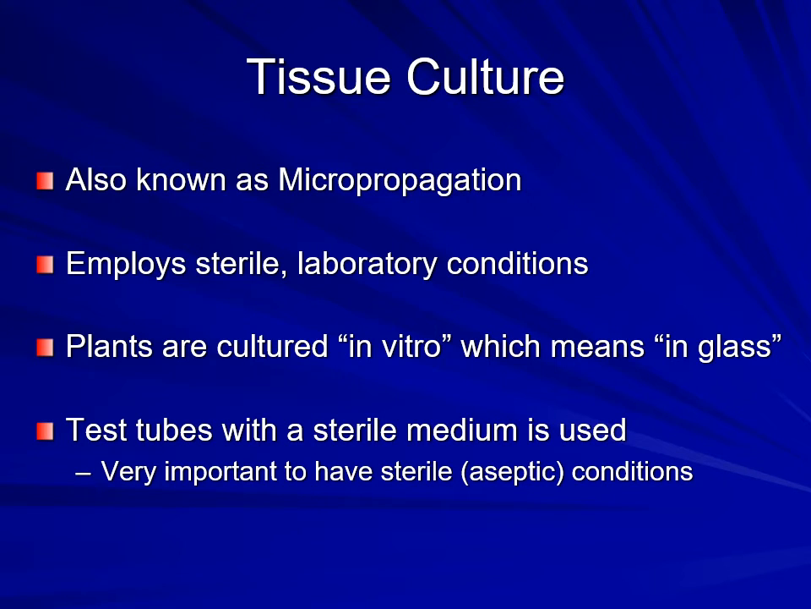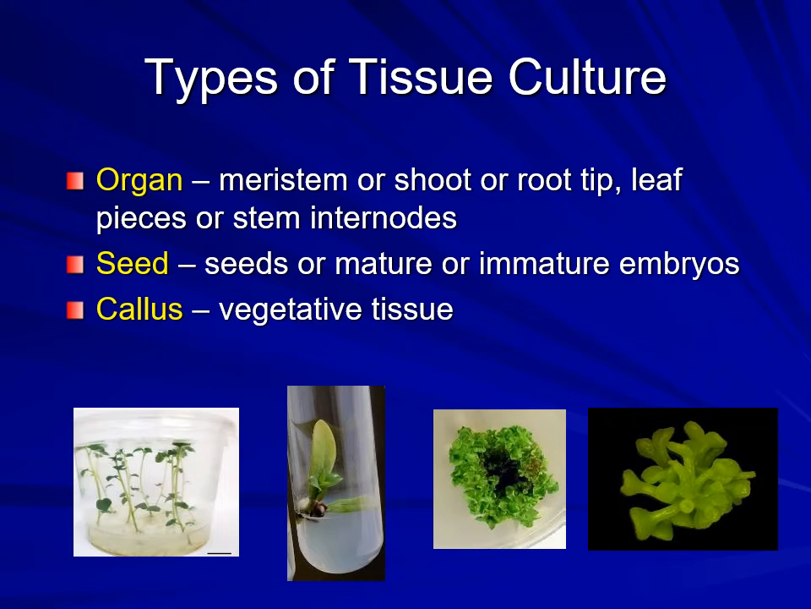Micropropagation is another term for tissue culture. It is an in vitro process, which means it's in glass. In vivo means in organism. So we're growing in a plastic container or a glass jar under aseptic conditions.